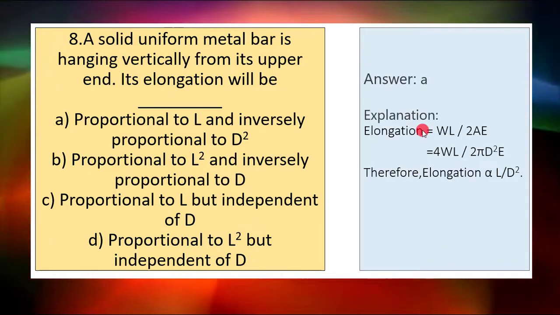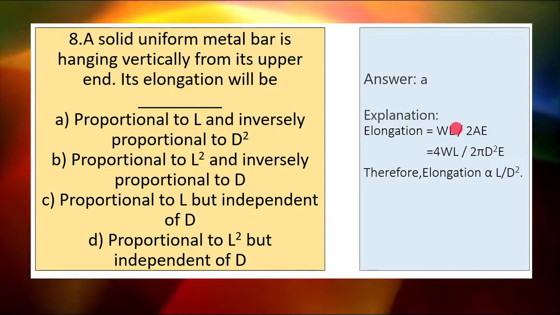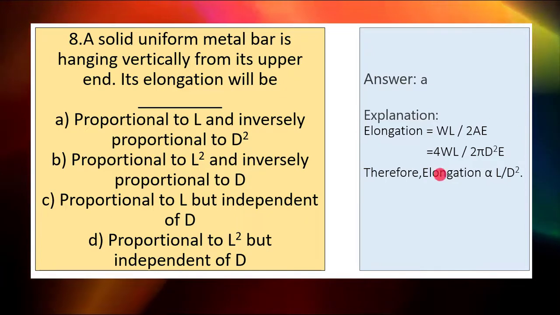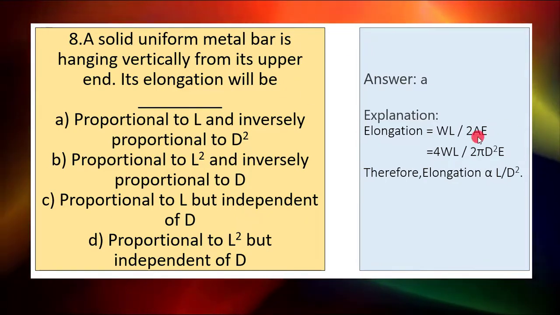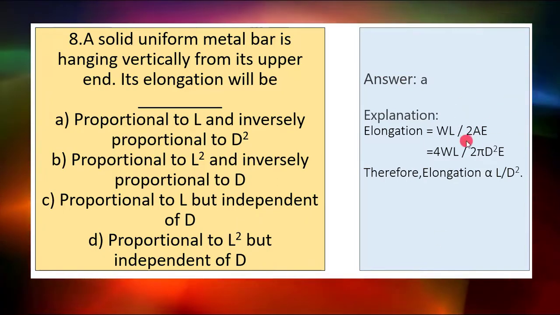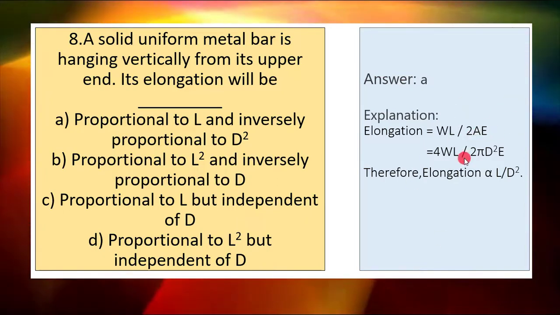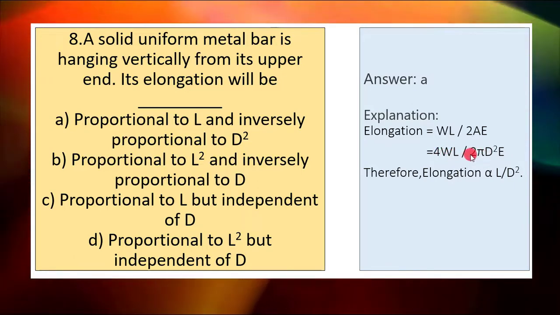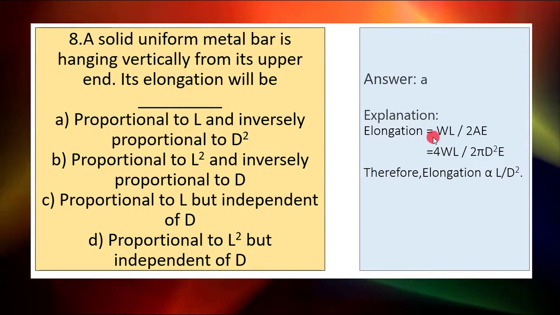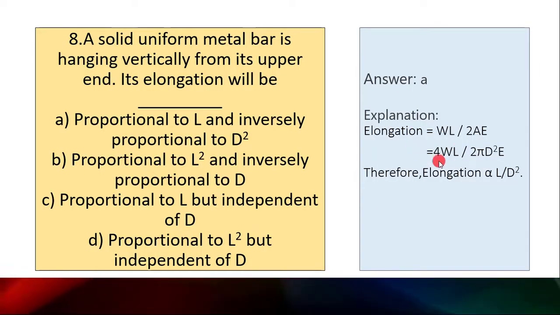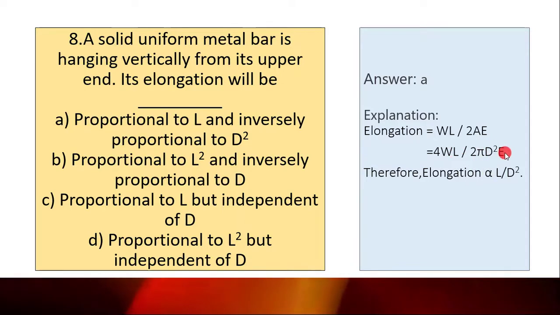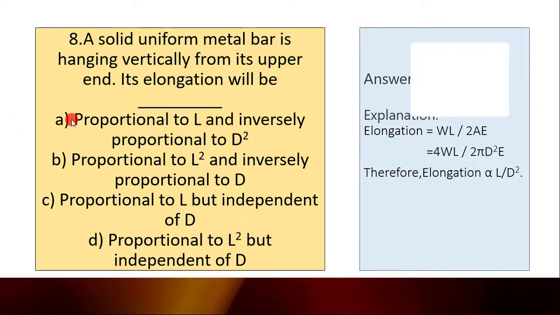Friends, in the last question I told you to remember the formula of elongation, that is WL by 2AE. Since it is a uniform metal bar, substituting area equals pi d square by 4 in this equation, we will get 4WL by 2 pi d square E. Please observe that in this equation we can understand that elongation is directly proportional to length and inversely proportional to the square of the diameter. Hence the answer would be option A.